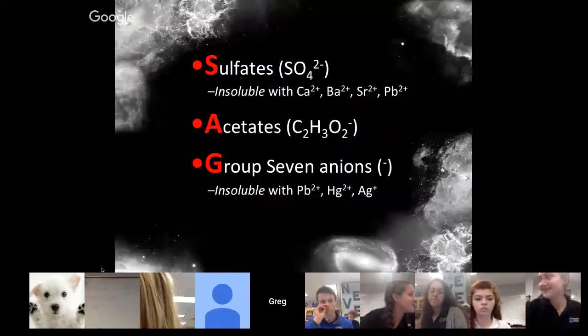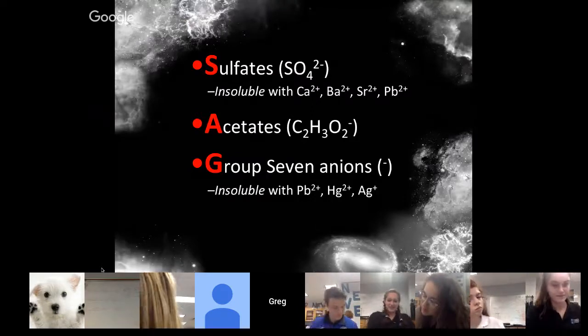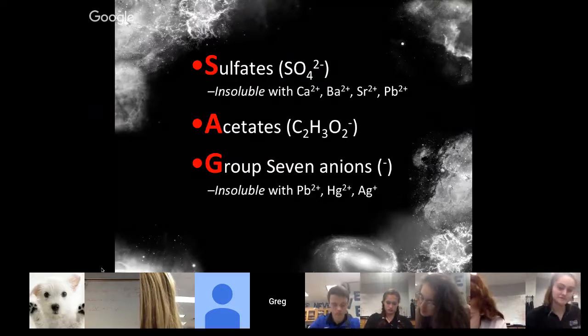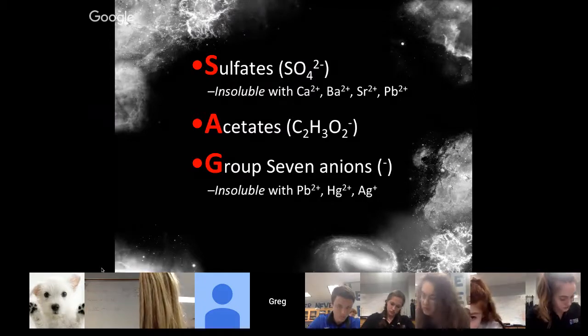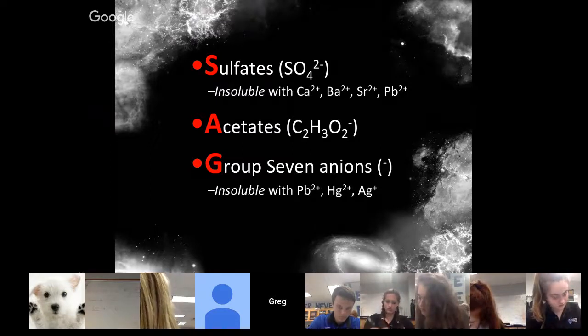And this is SAG: sulfates, acetates, and group 7. Now, here's where SAG has exceptions. So S, A, and G are soluble, but each one of them has some exceptions. So make sure you write next to, under sulfate, that they are insoluble, or the exceptions to solubility, if they're with calcium, barium, strontium, or lead. And then for group 7, if it's with Pb, Hg2+, or Ag+.